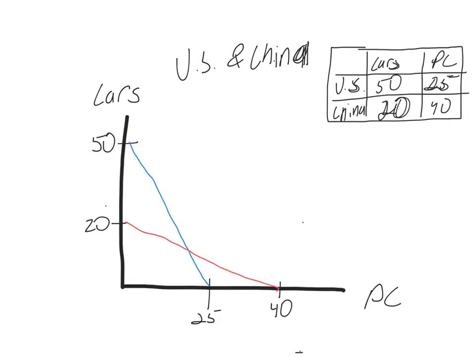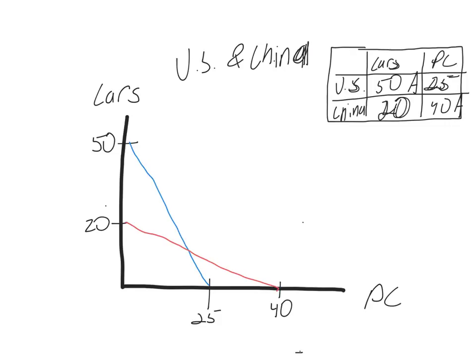And in this case, for absolute advantage, the U.S. has absolute advantage in producing cars, but China has absolute advantage in producing computers. And to figure out who has comparative advantage, we have to find the opportunity cost. So in the U.S., for every computer they produce, they lose 2 cars.